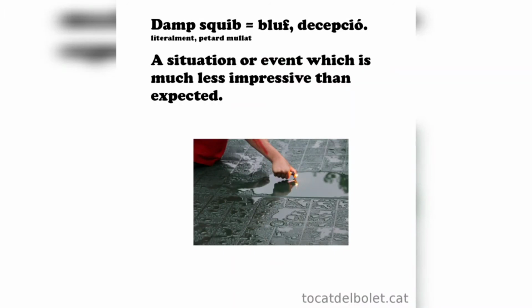At times we also refer to a squib as a small, slight or weak person. I mean, like, who always cries and always complains. And in American football, this term is used to refer to a short kick on a kickoff.